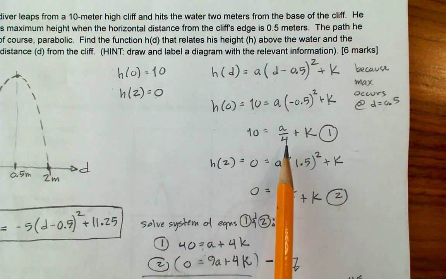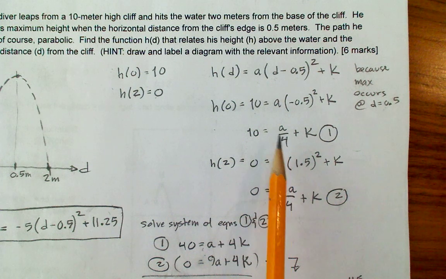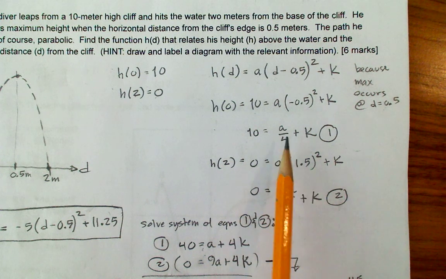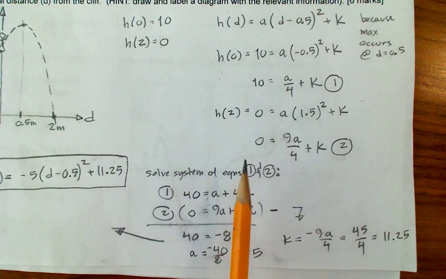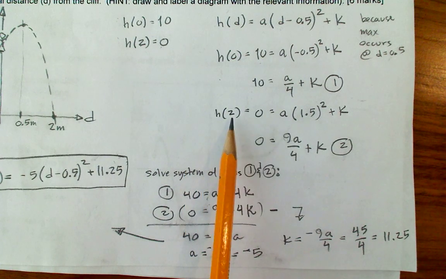So that gives me one equation. It's actually a linear equation in terms of a and k. Those are the two things I'm looking for. And then my second point that I know is that h of 2 is equal to 0.